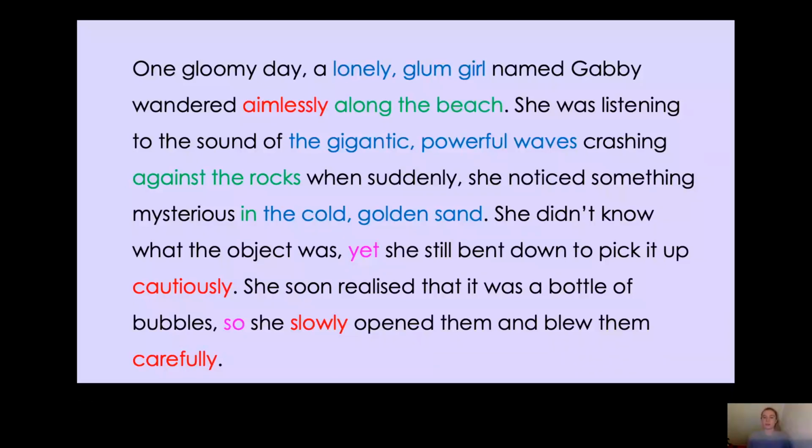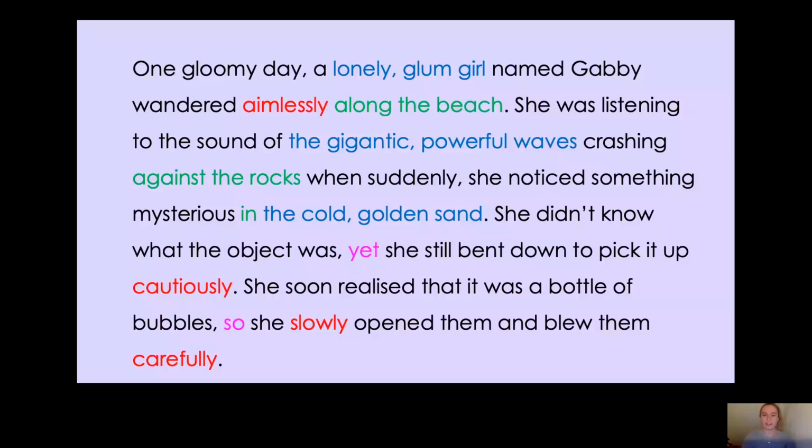So I've used an expanded noun phrase here. You could use an expanded noun phrase for the sand, or maybe she noticed something mysterious in front of her, or in the distance, or on the floor in front of her. There are lots of different adverbs of place that you can use. I've chosen to use an expanded noun phrase as my adverb of place, but you can decide for yours.